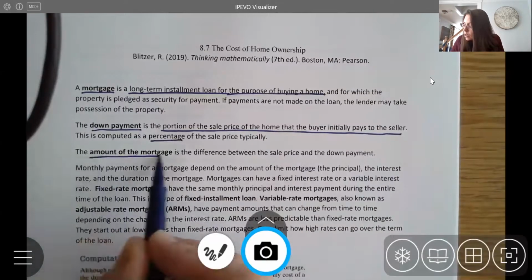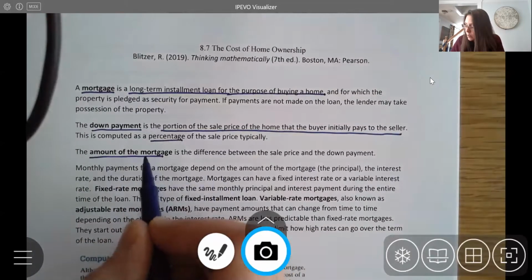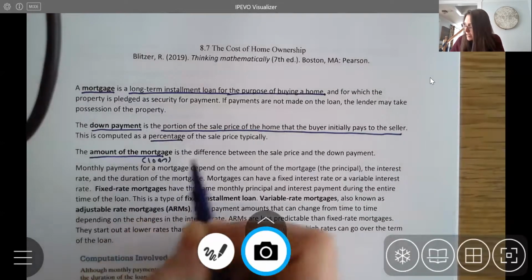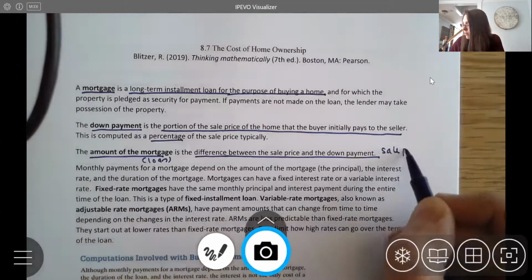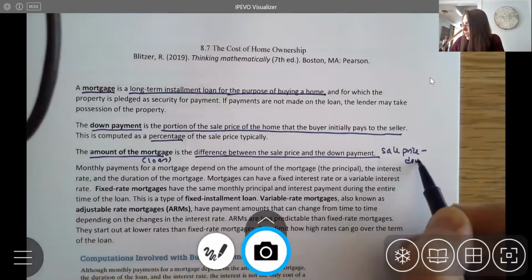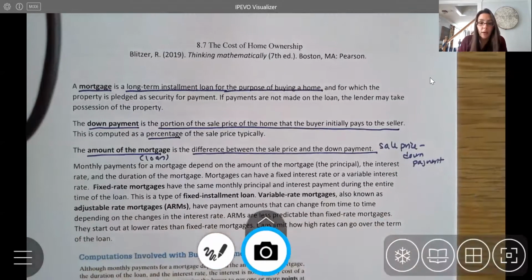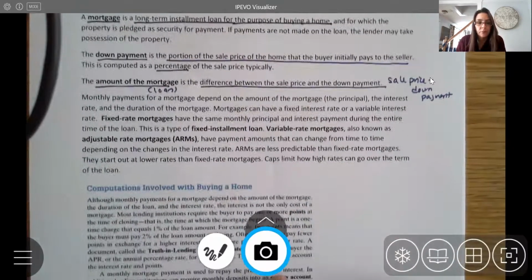The amount of the mortgage, so the actual loan amount, so your mortgage is just your loan, is the difference between the sale price and the down payment. So you take that sale price and you subtract your down payment. And that gives you your loan amount, right? The price of the mortgage.